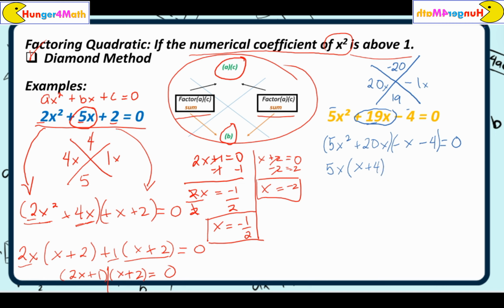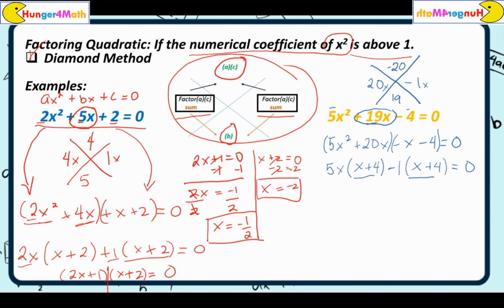Then here we have negative x and -4. So instead of positive 1 that we're going to get for the common factor, we're going to use -1. And let's see first. So that will be negative x divided by -1 is positive x. And -4 divided by -1 is positive 4, is equal to 0. I'll use -1 so that we will have the same factor over here.